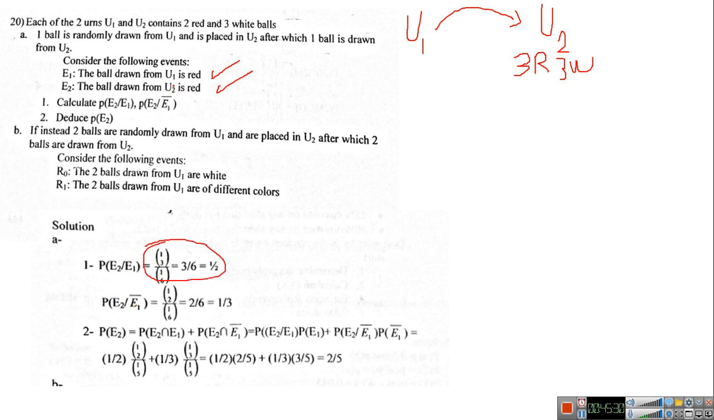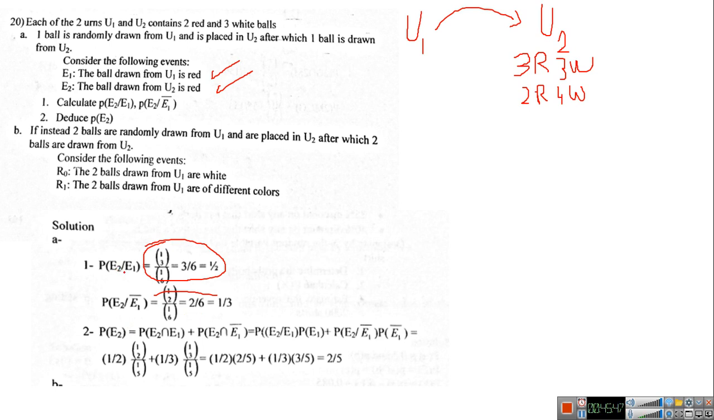E2 knowing E1 bar. E1 bar means not a red, so I have a white. Instead of now having 2 red and 3 white, I'm going to get 2 red and 4 white. What is the probability of drawing a red? It will be 1 out of 3, you can see it here, 1 out of 3 over 1 out of 6. Deduce P of E2.